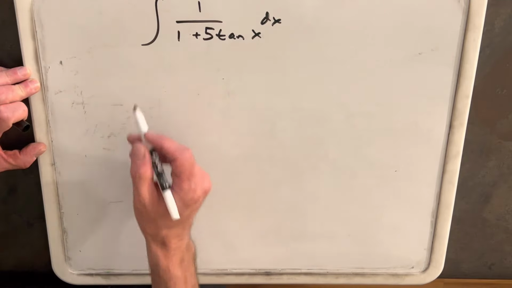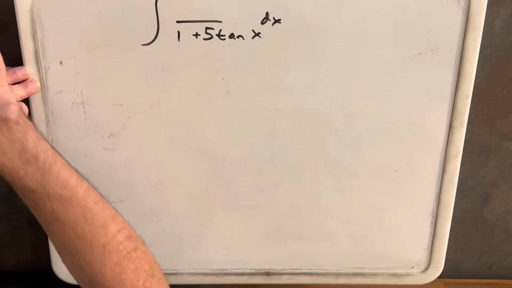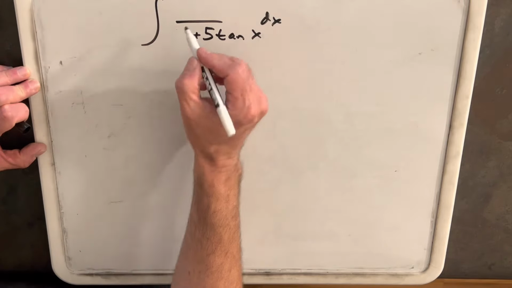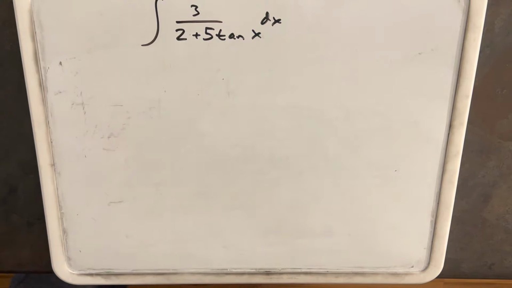Let's put in a 5 coefficient there. Let's just change these 1s to, let's say, a 3 and a 2. So now we've got a totally different problem. I think we've made the problem more difficult.